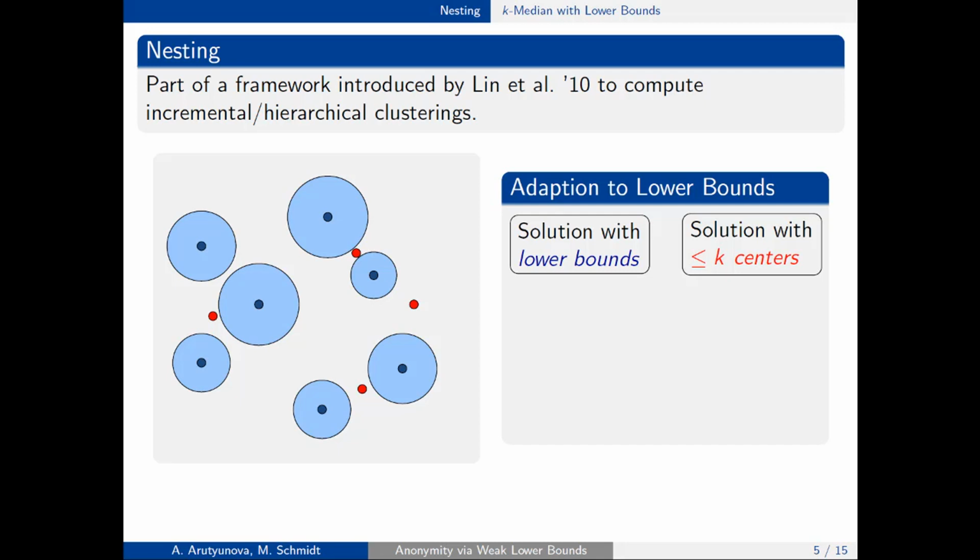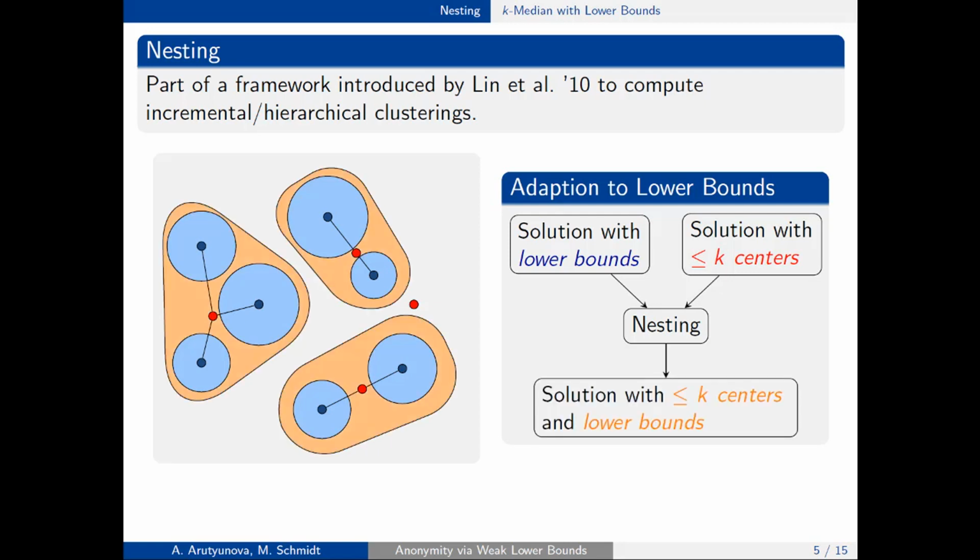So we want to combine these solutions into one solution which has lower bounds and at most k centers, and we do this as follows. For every center from the solution with lower bounds, we compute the nearest center from the solution with k centers, and then we merge all clusters which have the same nearest center. This produces a solution which has at most k clusters, and it of course has lower bounds, since we merge clusters which individually always satisfy the lower bound.